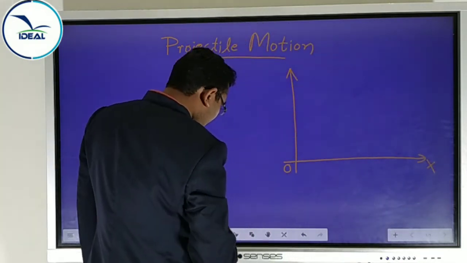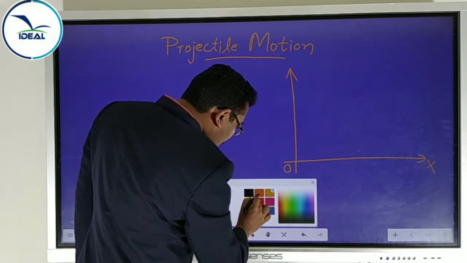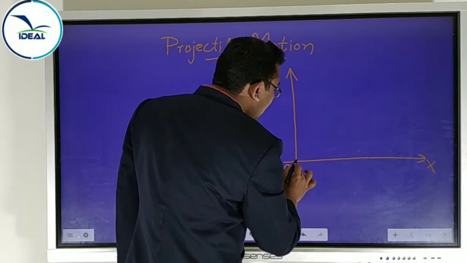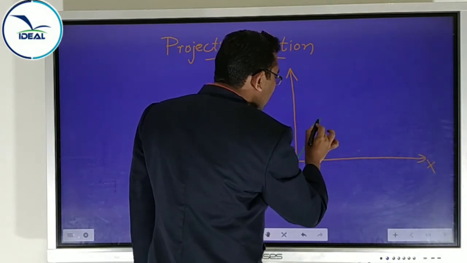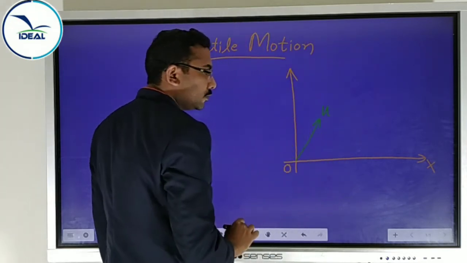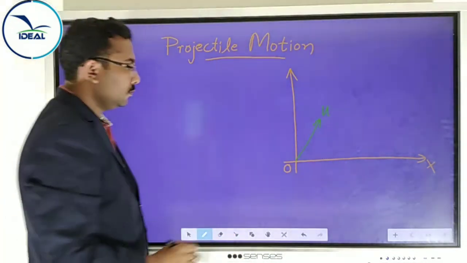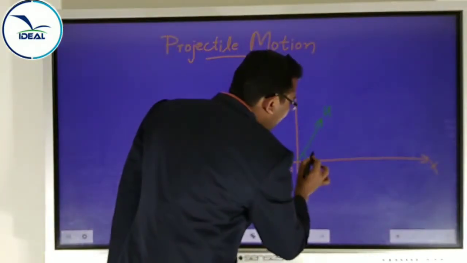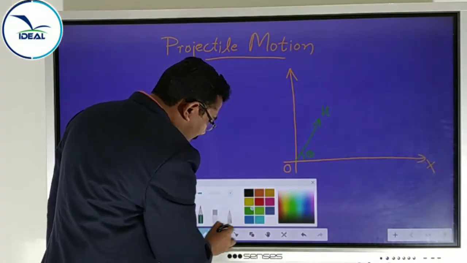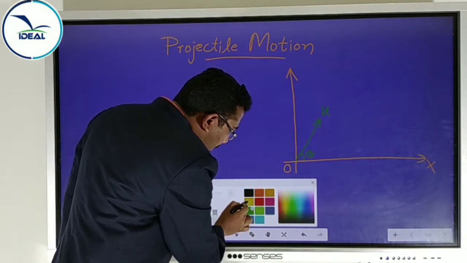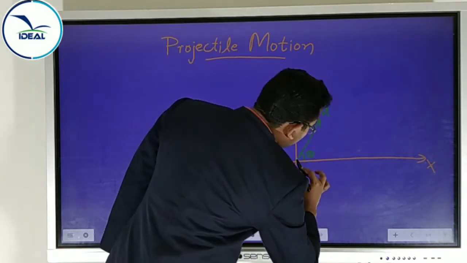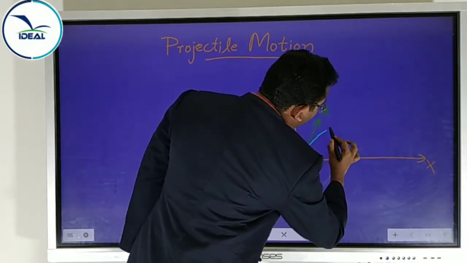Yes, suppose a body is thrown with an initial velocity u, making an angle theta with the x-axis, the horizontal. The path of the body, we can draw the path. Yes, a parabolic path.